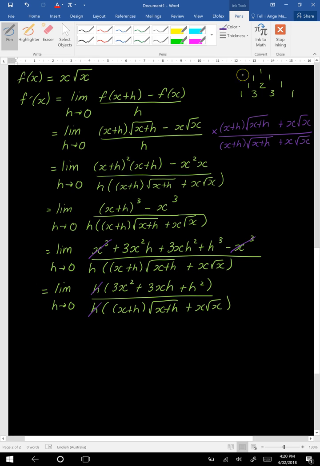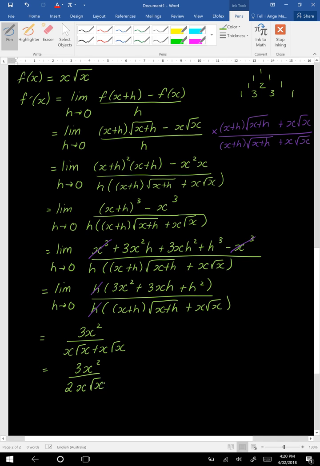We can now make h equal to 0. So this term will disappear, this term will disappear. I'm left with 3x squared upstairs. This h and this one disappear, so I've got x root x plus another x root x. Okay, and this means it's 3x squared over 1x root x plus another x root x is 2x root x.